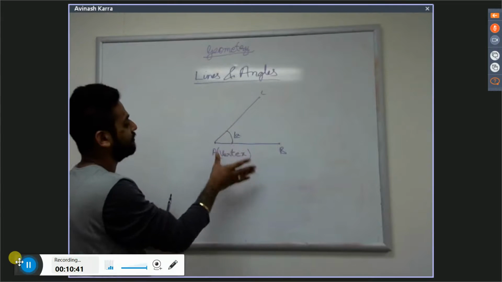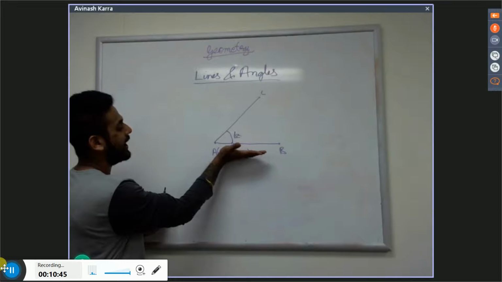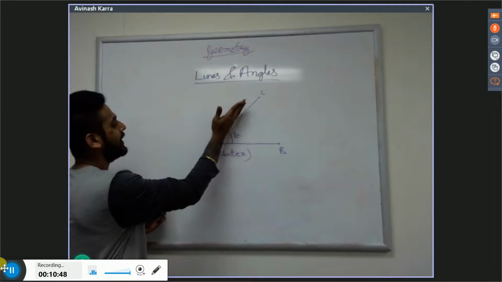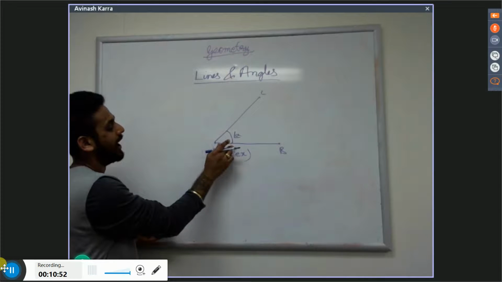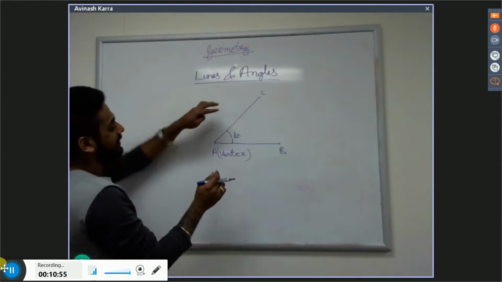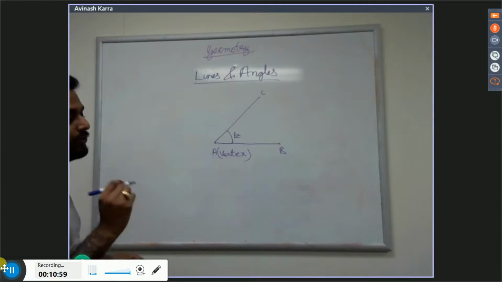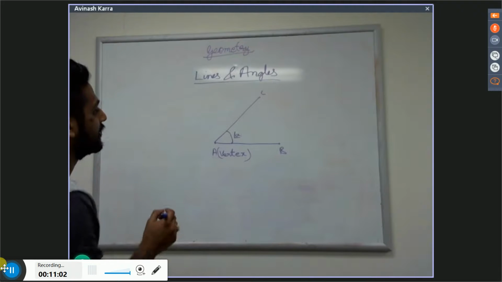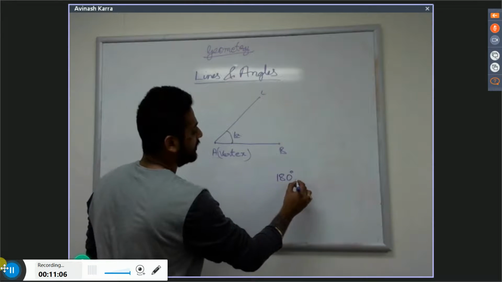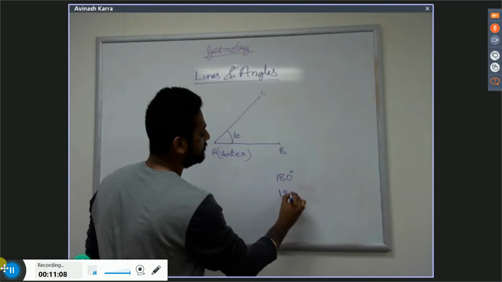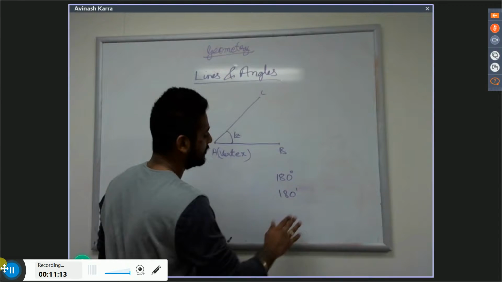So you guys understood what an angle is, right? The deviation between line AB and line AC is called an angle. And that angle has two units. In geometry, units are very, very important. Why? Because if you say 180 degrees and if you say 180 radians, both are not the same. They are different.